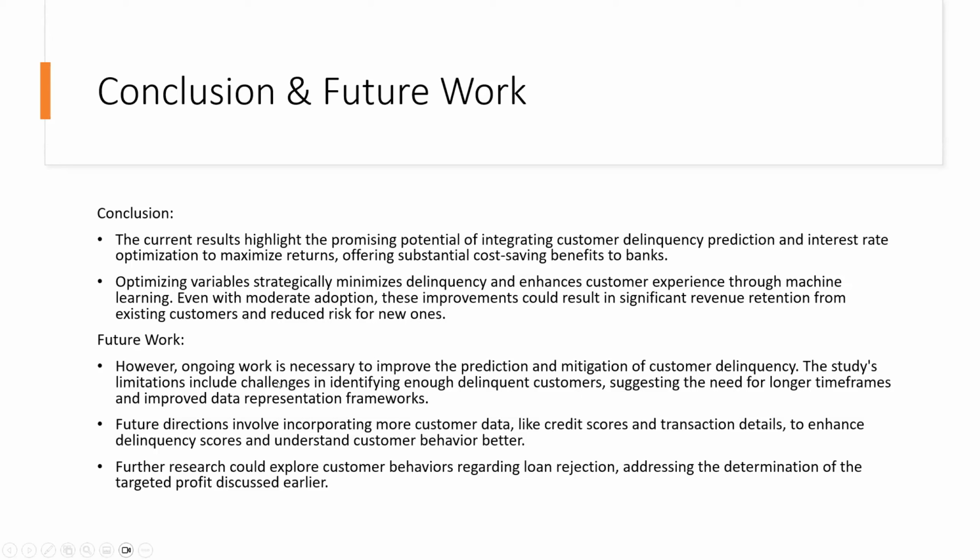So the study's limitations include challenges in identifying enough delinquent customers to actually build meaningful models. Obviously it would have imbalanced classes, because we have less delinquent customer behavior to learn from than non-delinquent customers, suggesting the need for longer timeframes and improved data representation frameworks. Future directions involve incorporating more customer data, such as credit scores and transaction details, to enhance delinquency score predictions and understand customer behavior better. And further research could explore customer behaviors regarding overall loan rejections, addressing the determination of the targeted profit discussed earlier.